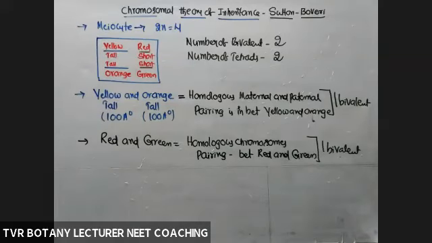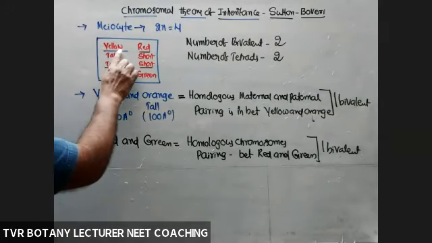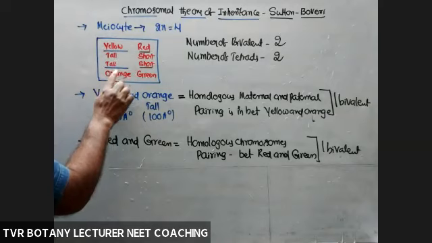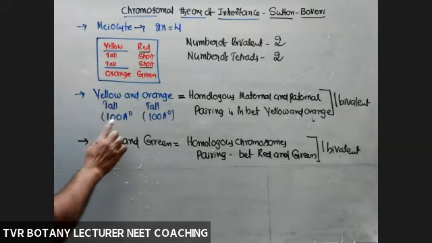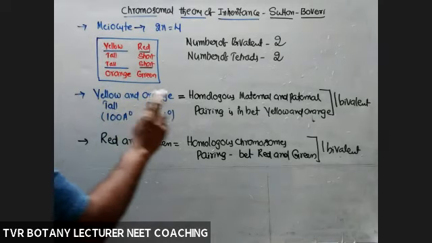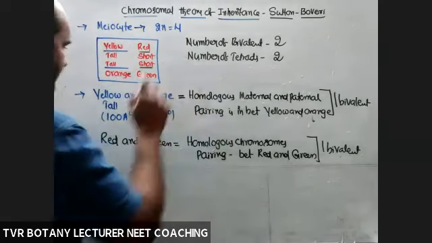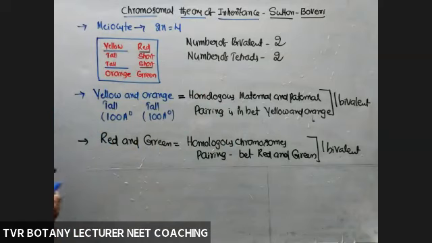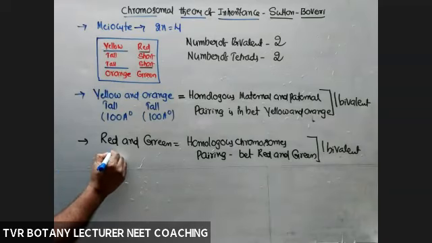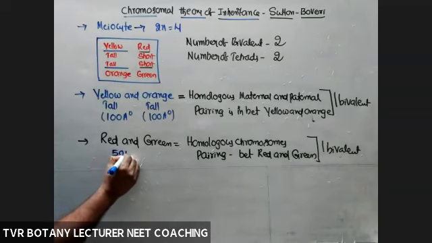So the number of bivalents possible is 2, number of tetrads possible is 2. What are those chromosomes? A yellow, tall chromosome and an orange, tall chromosome, each 100 angstroms. During meiosis, these two are paired into one bivalent. And the second one is a red and a green chromosome, short chromosomes. For example, their length is 50 angstroms.